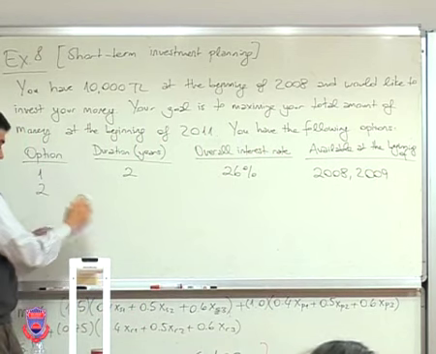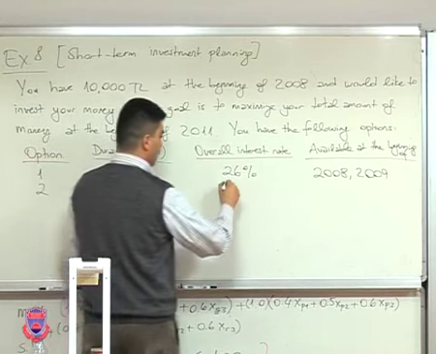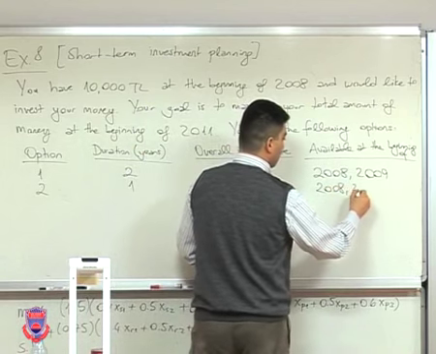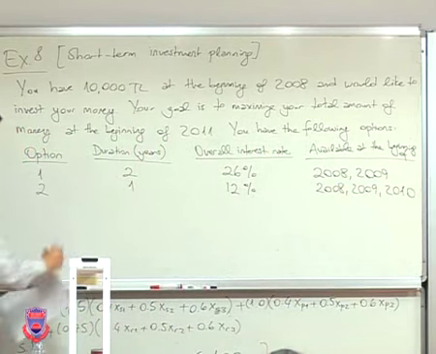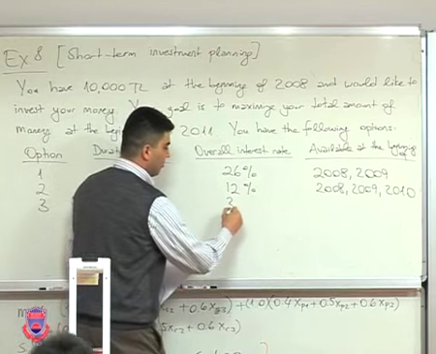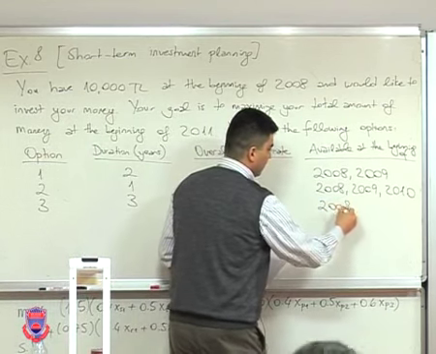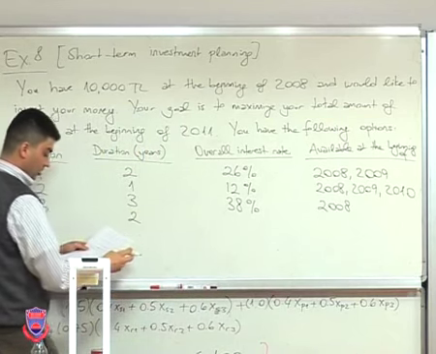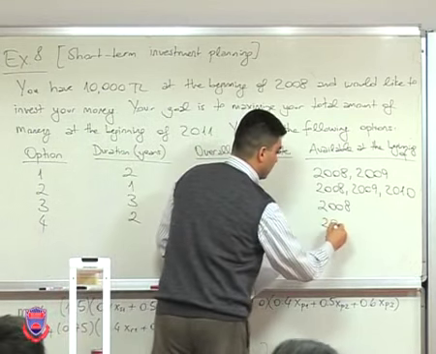Option number 2 is a 1-year option, a 1-year investment tool. The overall interest rate is 12%, and this is available at the beginning of 2008, 2009, and 2010. Option number 3 is a 3-year option. The overall interest rate is 38%, and this is available at the beginning of 2008. Finally, option number 4 is a 2-year option. This gives you 27%, but it's only available in 2009.